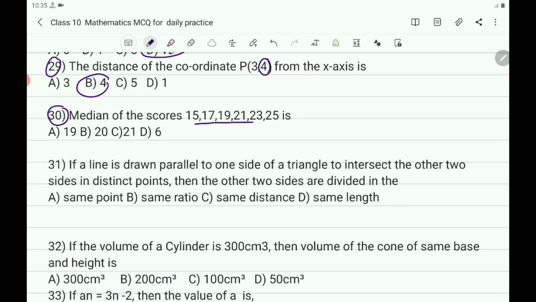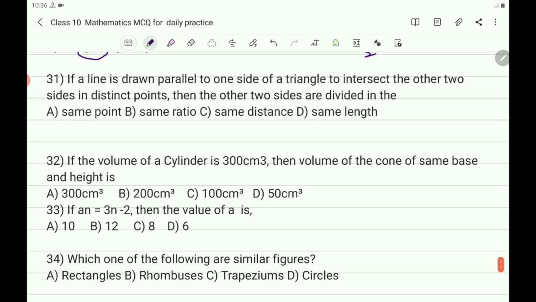Here 6 elements, 1, 2, 3, 4, 5, 6, are there. So the average of the middle 2 is the sum of these two divided by 2. Take 19 plus 21, that is 40. 40 divided by 2, 20 you will get. If you are getting 2 scores in the middle, you must take the average of those 2 scores. Average means you add them and divide by 2. So option B is the answer.